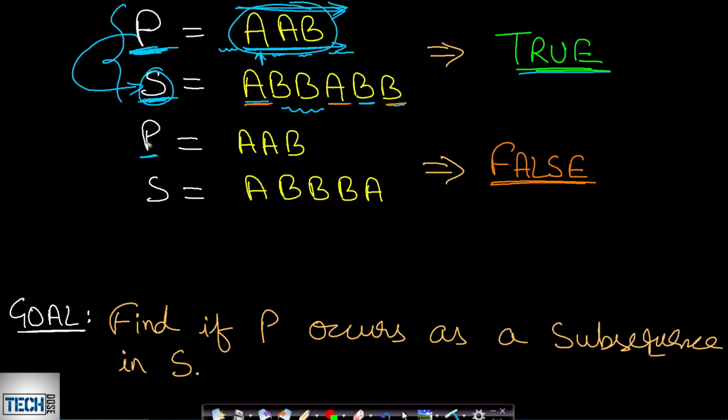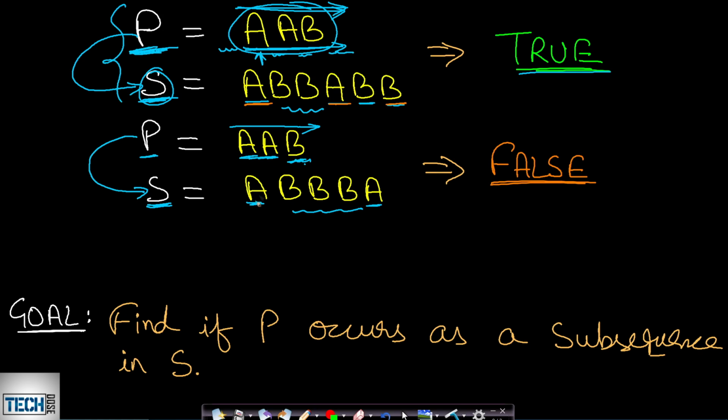If you look at this P, then here you have the string as AAB. And if you look at this S, which is our given string, then we need to find if P occurs as a subsequence in S. So you can match this A with this A. You can match this A with this A. But then you cannot match this B with all these B's, because in a sequence order is also important. So B should come after A.